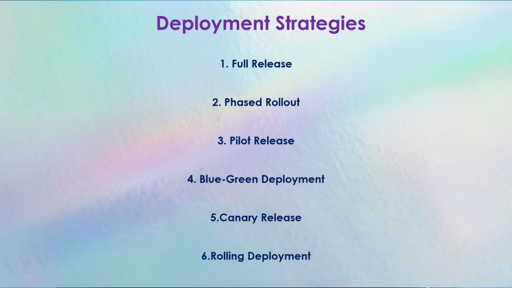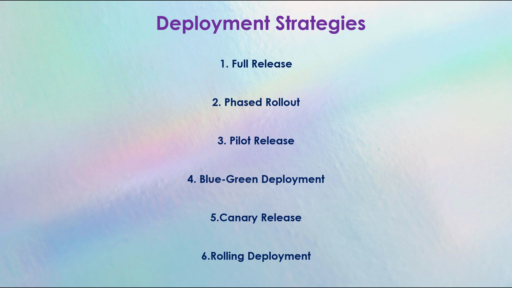1. Full release. Deploys the software to all users at once. Simple but risky if issues arise. 2. Phased rollout. Gradual release to different user groups or regions, minimizing risk and allowing early issue detection. 3. Pilot release. Software is released to a small group of users first, allowing for testing and feedback before the full release. 4. Blue-green deployment.